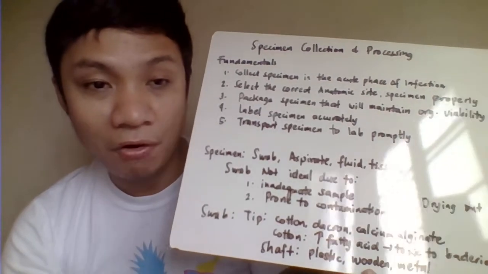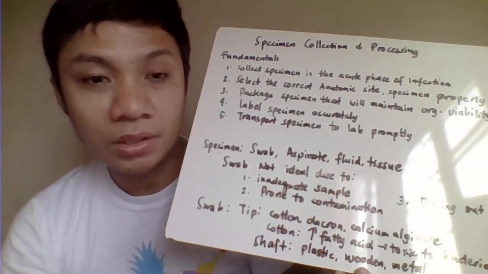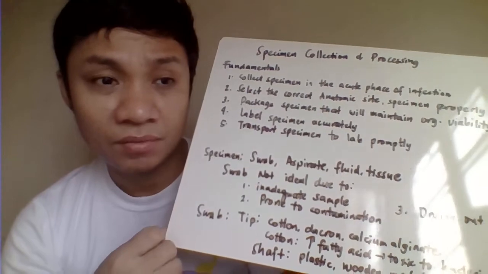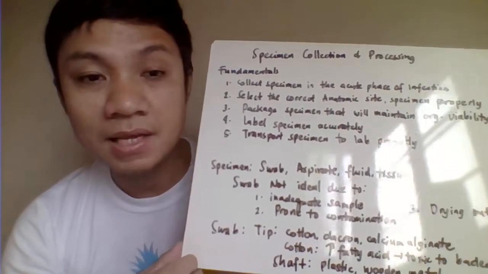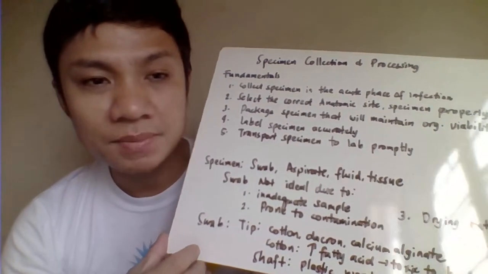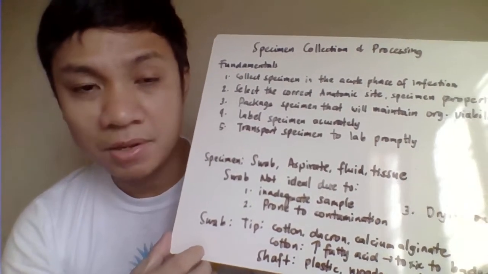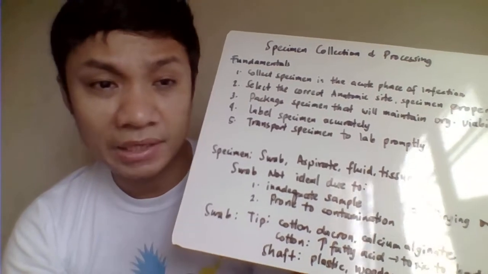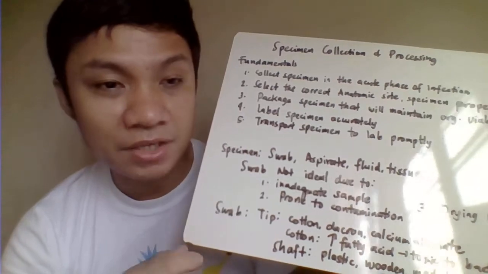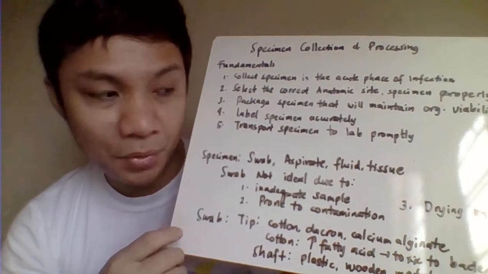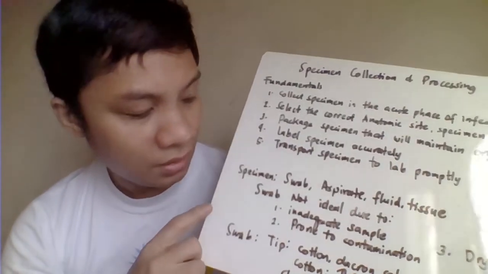If we could not recover, we could not grow that by culture. So, ano yun? Paano iti-treat ng physician pag namatay sila, di ba? So, wala siyang organisms. Ay, anong antibiotic ang bibigay ko dito? Eh, wala namang organism na tumubo, something like that. It's because of your wrong collection procedure or wrong transport mechanisms.